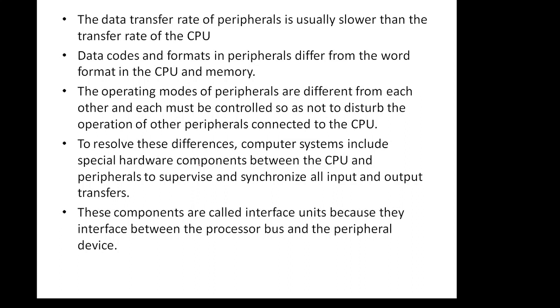So, whatever I have told you: the first point is that the data transfer rate of peripherals is slower than the CPU. Data code formats are different, and the modes are different. In order to resolve these differences, computer systems include special hardware components between the CPU and the peripheral devices. Those are called the interfaces, right?